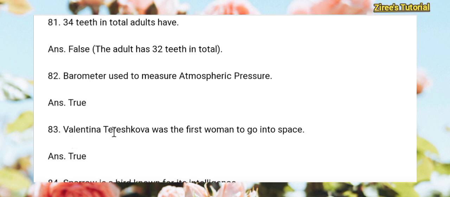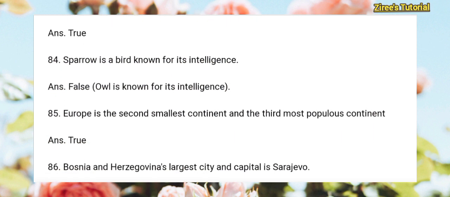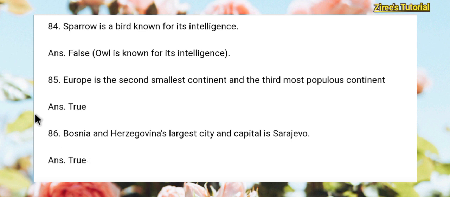Valentina Tereshkova was the first woman who went into space. True. Next question. Sparrow is a bird known for its intelligence. Answer false. It is owl. Owl is known for its intelligence. Next question. Europe is the second smallest continent and the third most populous continent. Answer is true. Next question.